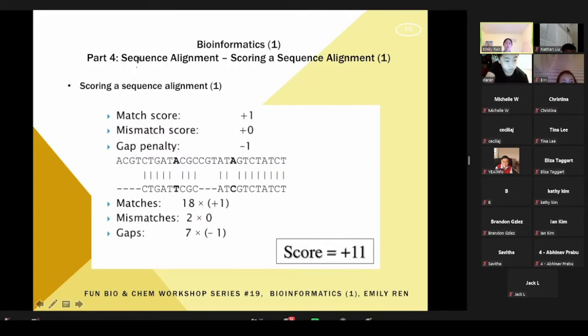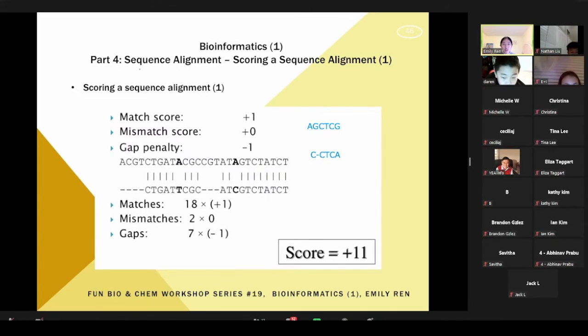I'll give you guys an example if you want to get some extra points. So let's say the first sequence is AGCTCG, and the second sequence is C gap CTG, C gap CTCA. So can anyone tell me what's the score of this matrix?